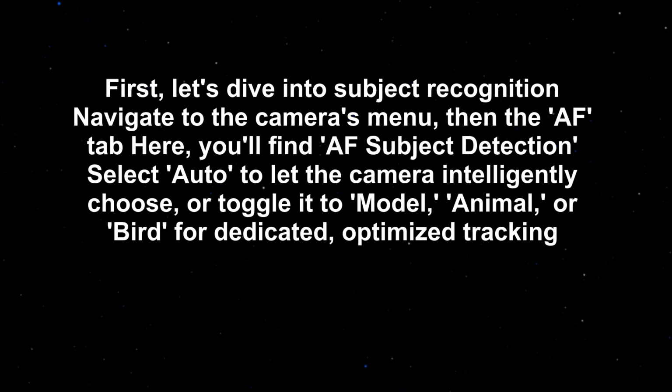Navigate to the camera's menu. Then the AF tab. Here, you'll find AF subject detection. Select auto to let the camera intelligently choose, or toggle it to human, animal, or bird for dedicated, optimized tracking.